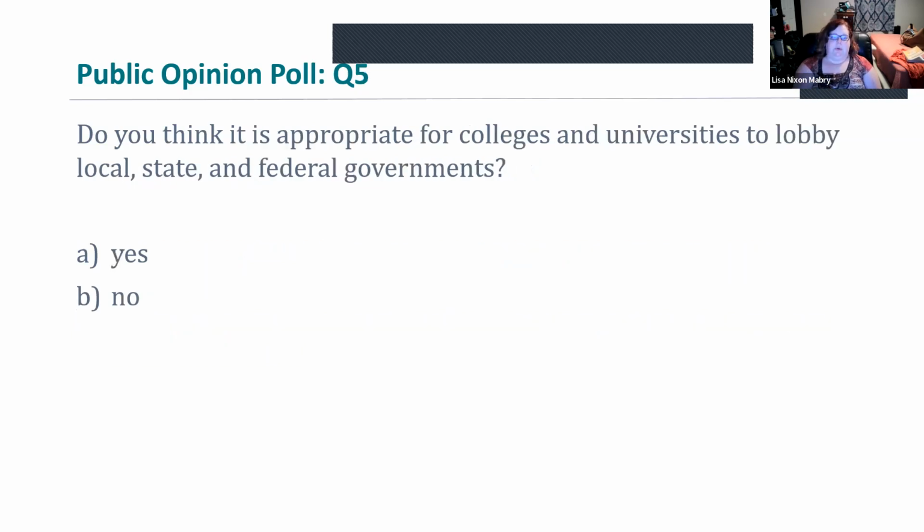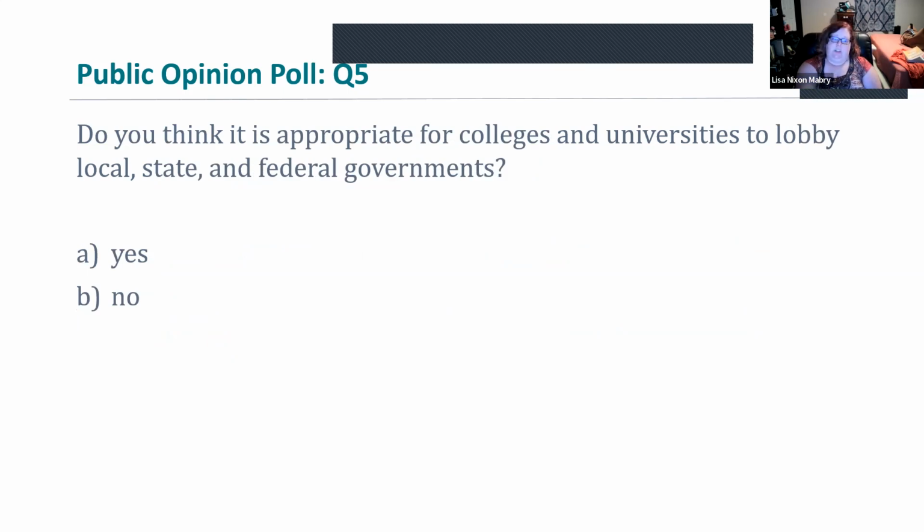Number 5, do you think it's appropriate for colleges and universities to lobby local, state, and federal governments? They do, by the way, we didn't really talk about that in the lecture, but they do lobby for funding for things, for issues that affect their students and that kind of thing. So that's subjective for you, but it's part of our political process.